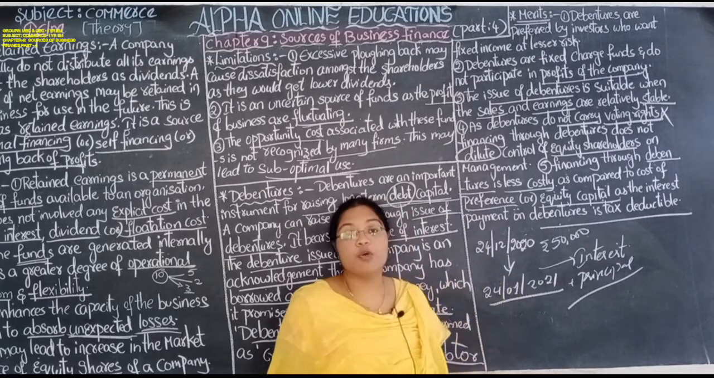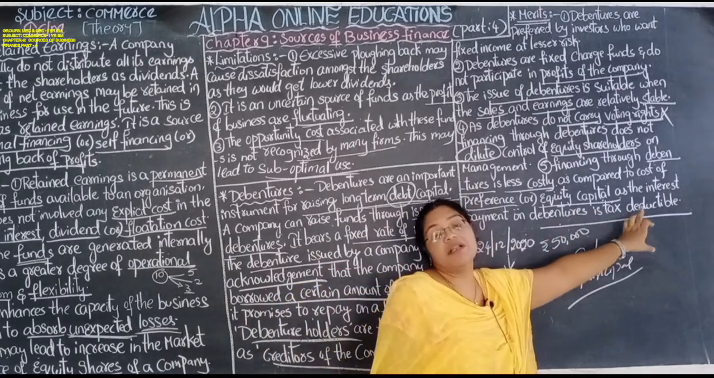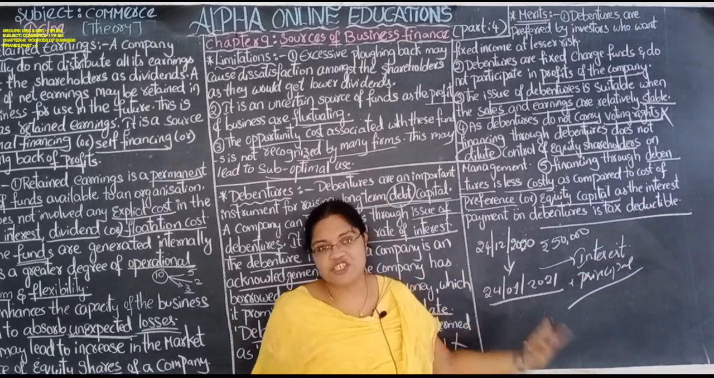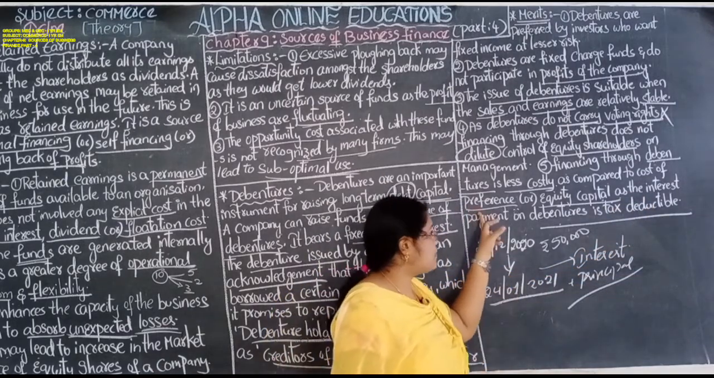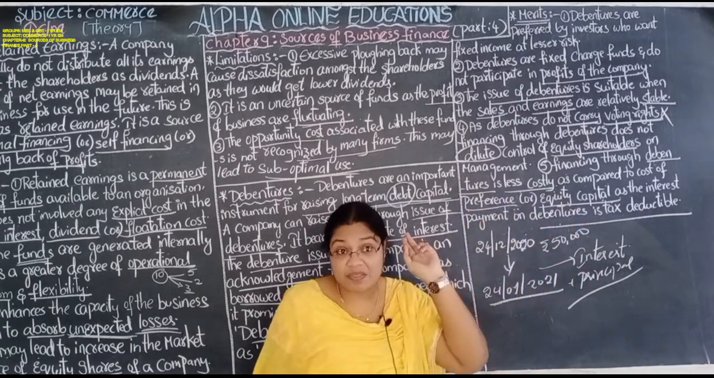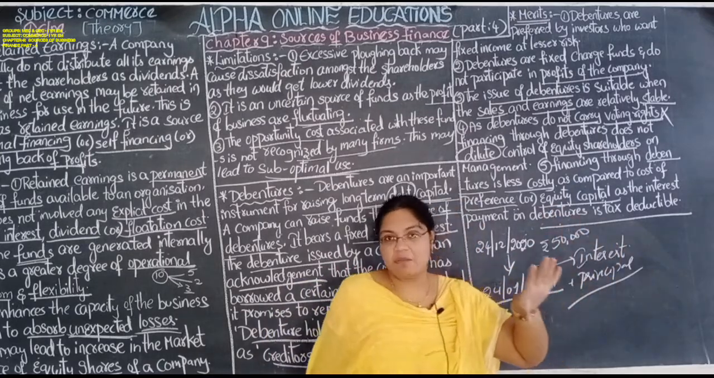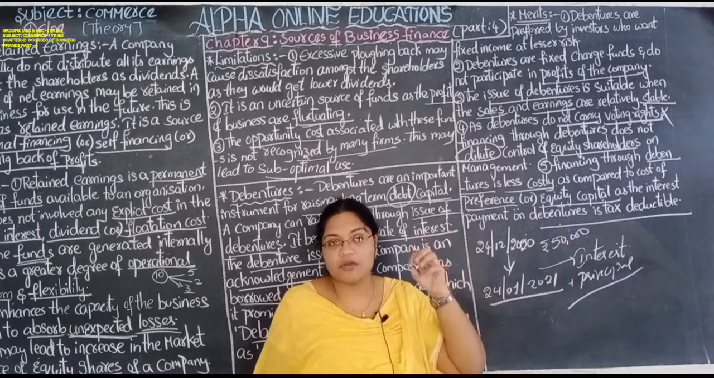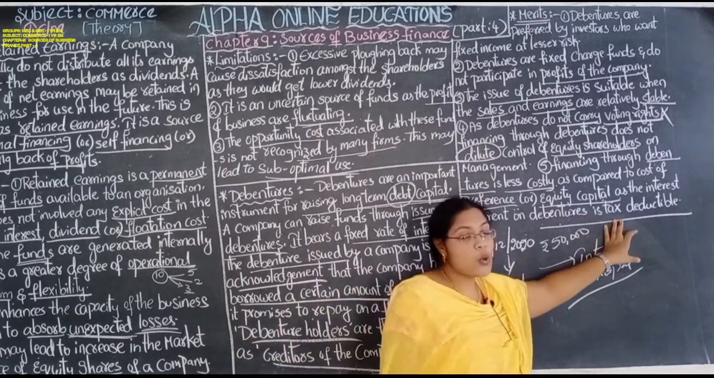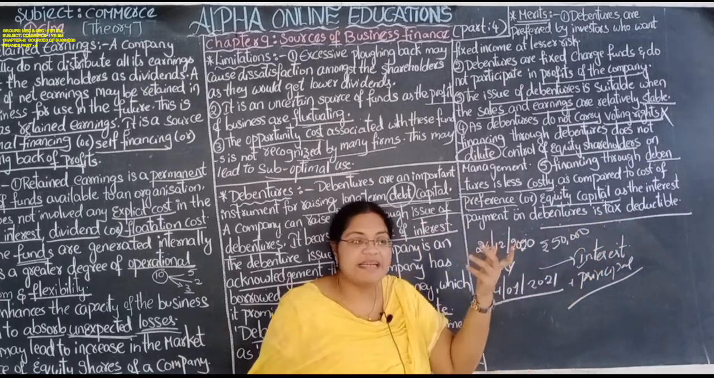Tax exemption is there for them, meaning tax deductible. Debentures are deducted from the tax. There is no need to pay tax on them. But on preference capital and on equity capital, the company has to pay the tax. But on the debentures capital, whatever capital is brought with the help of the issue of debentures, there will be no tax. They are completely exempted.